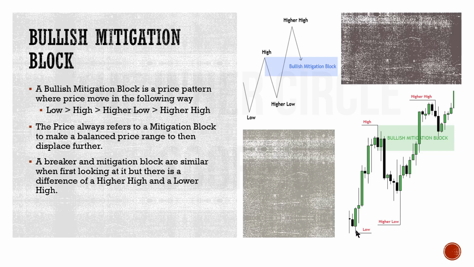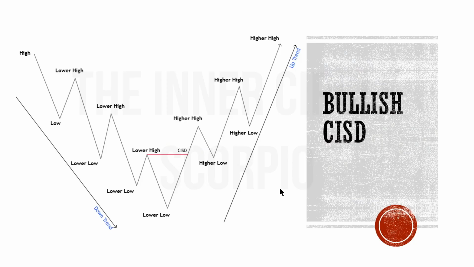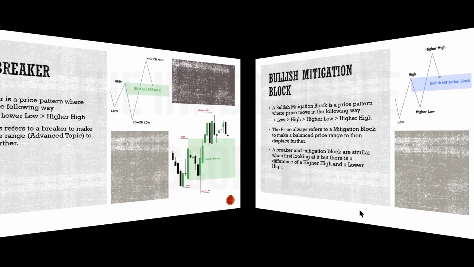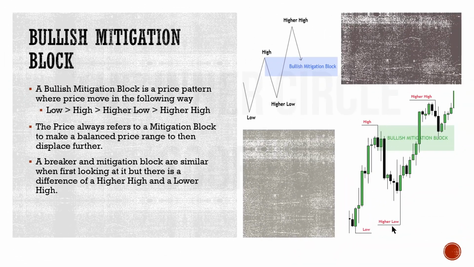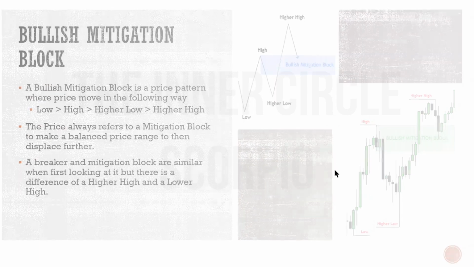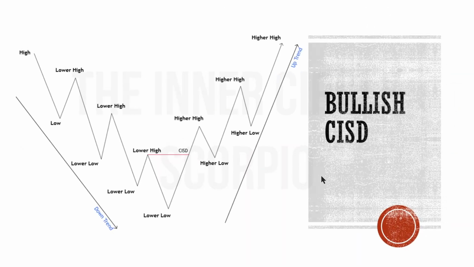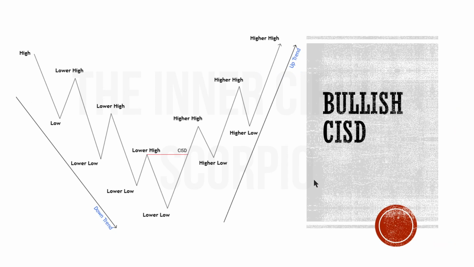So we make a low, we make a high, we make a higher low, and make a higher high, which makes this candle a bullish mitigation block. You see the low over here and the low over here. In the breaker, we had a lower low, but in the mitigation block, we have a higher low. That's the difference. Now we'll talk about the change in state of delivery for bullish patterns.